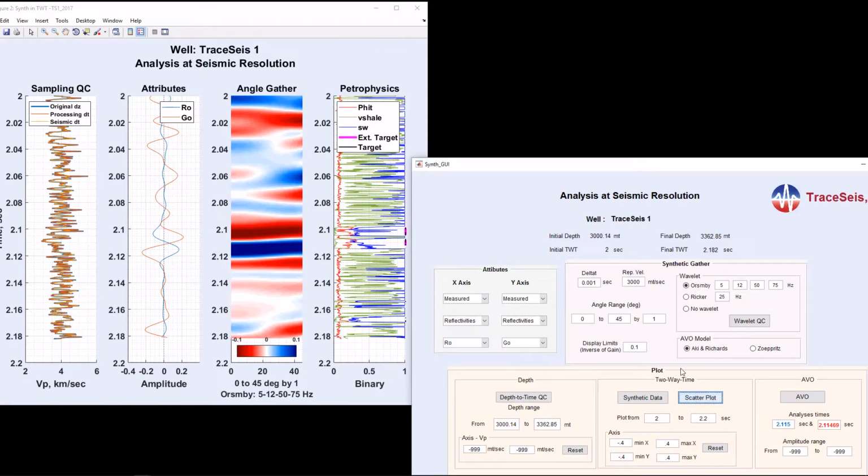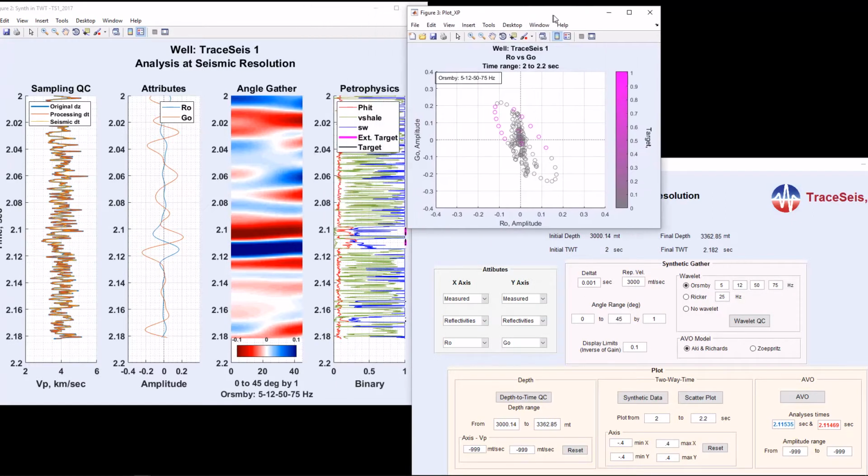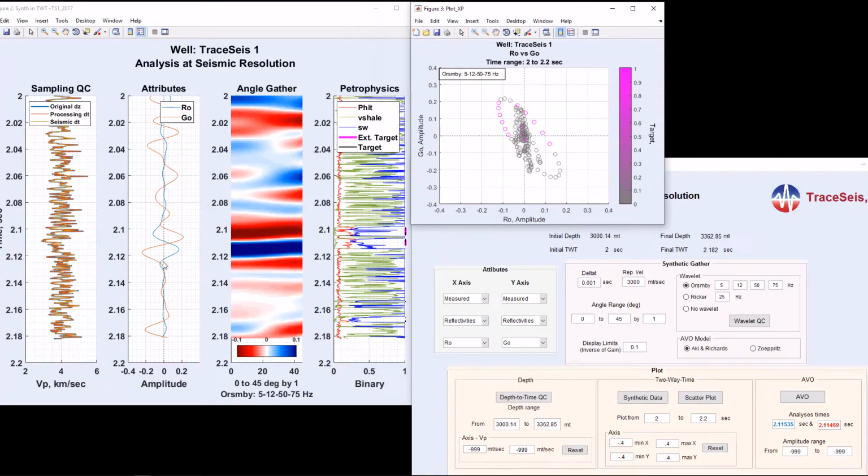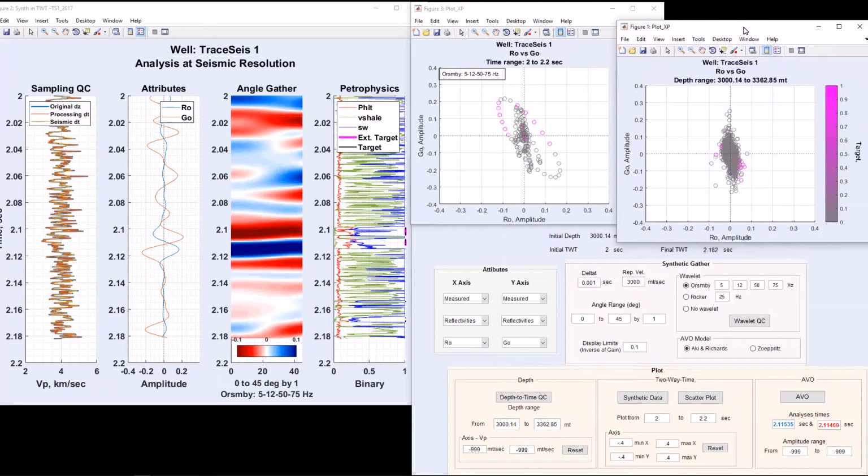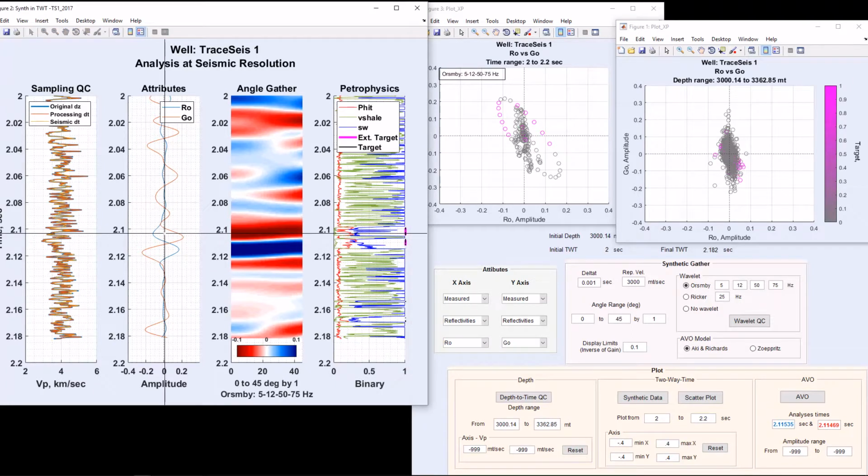Let's now take a look at the scatter plot. In the scatter plot, we show the same attributes as in track number 2, and the magenta points correspond to the pay points in the petrophysical evaluation track. When we compare this with the equivalent in depth, we see that the match is not as good as we would expect. What we're going to be doing in the next part of the exercise is verifying that the differences between the attributes in depth and in time are associated to resolution or to tuning, as well as the fact that the trough in the normal incidence does not match with the top of the reservoir.